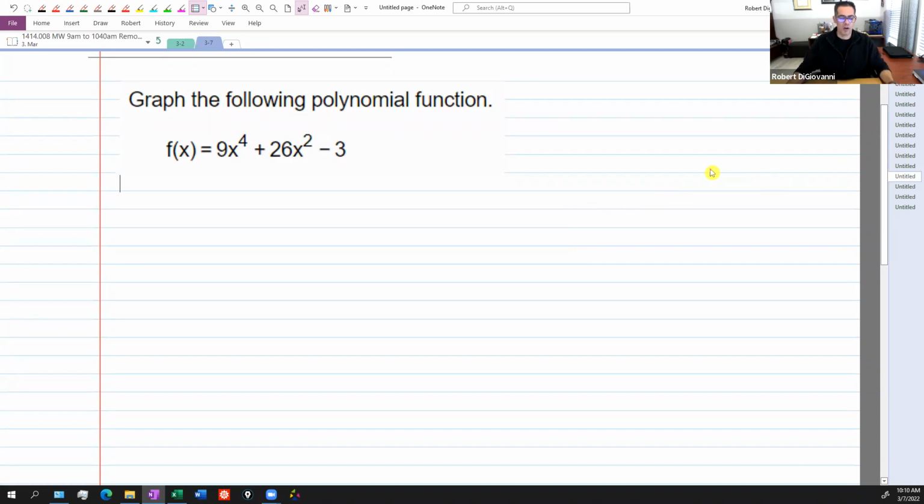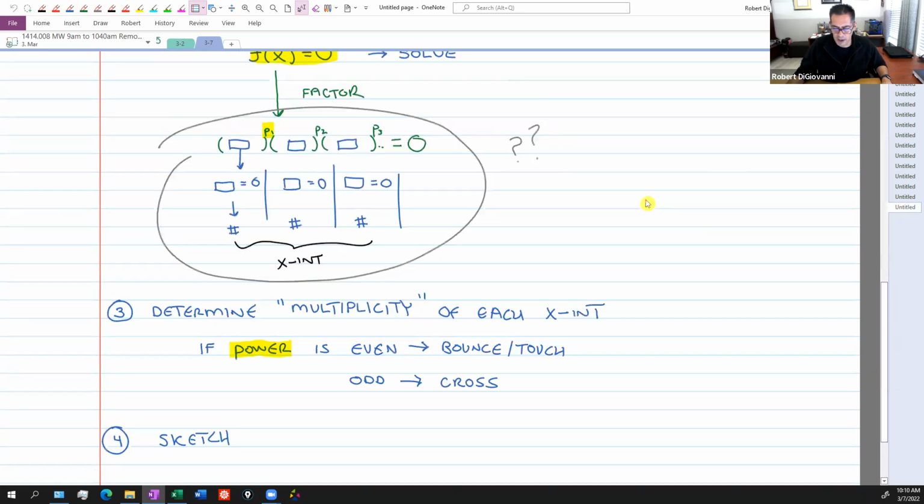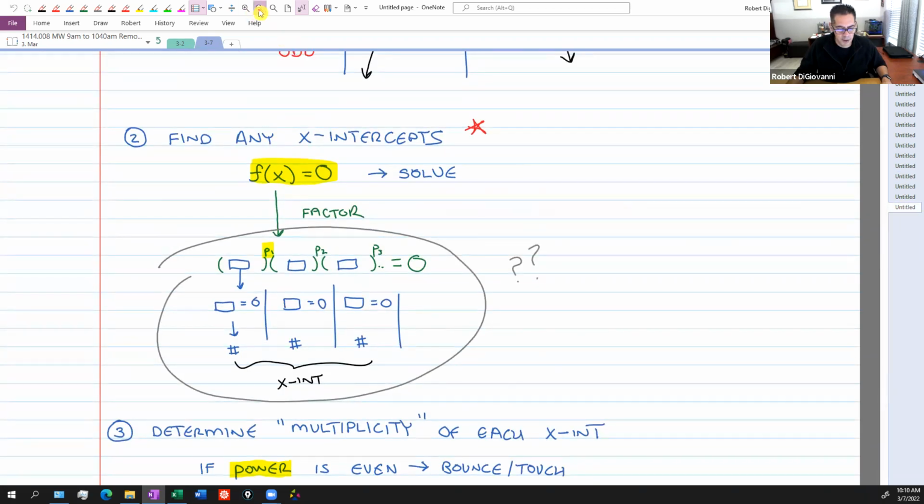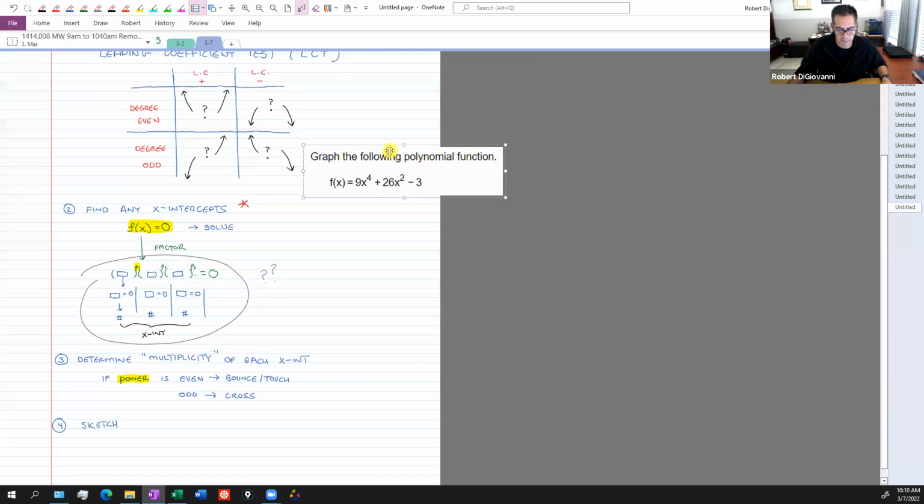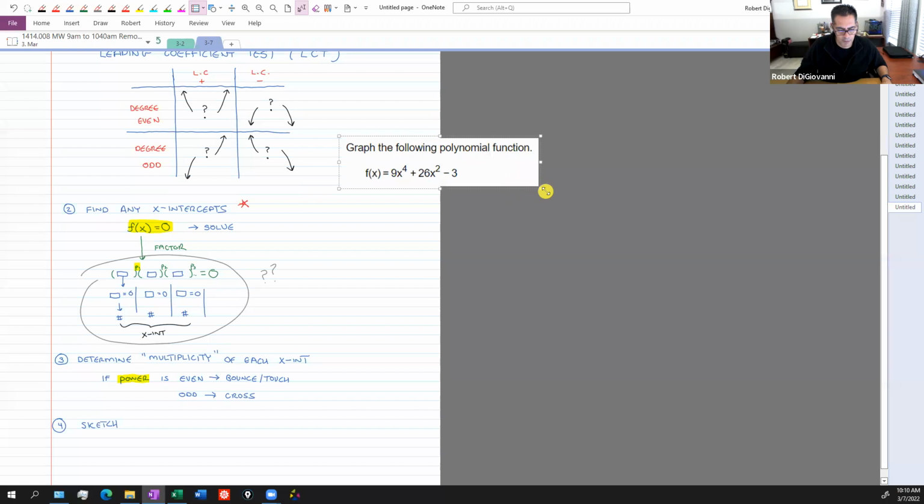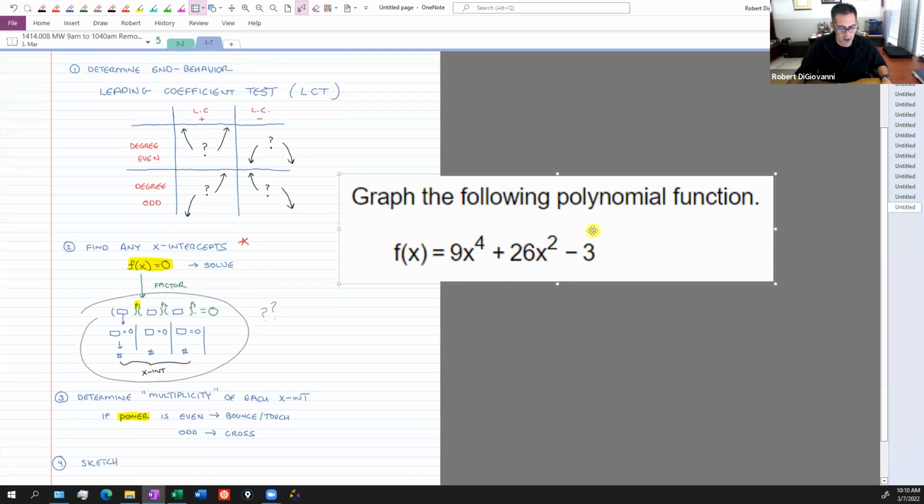Okay, I want you to work on this one yourself. Okay, graph this polynomial function. So you're going to go through all the steps we just went through, figure out the end behavior, all that stuff. Here's what I'll do. I'll take this, I'll copy it. I'm going to put it on this page with the notes on how to do it. Just pop it in right here. I hope that's good enough. Is that okay?